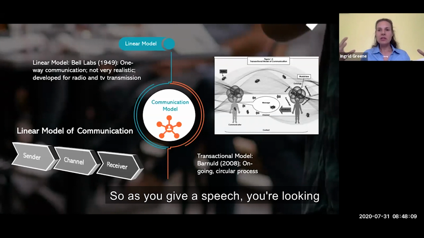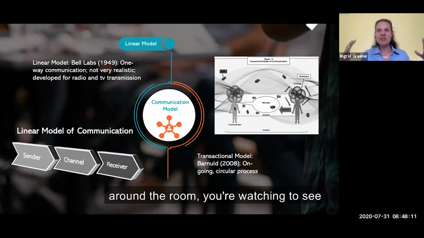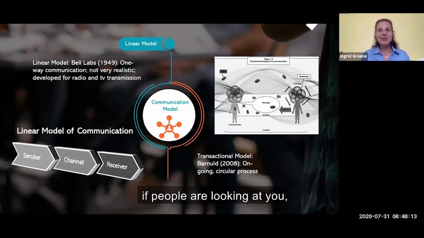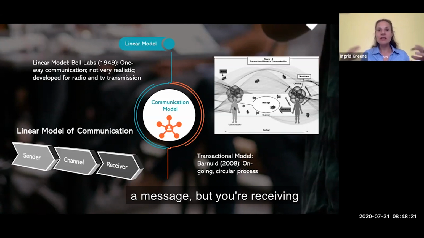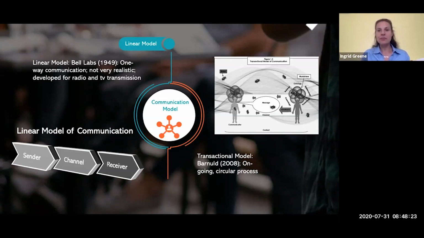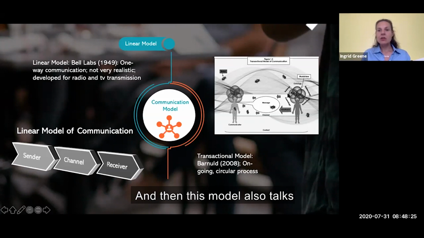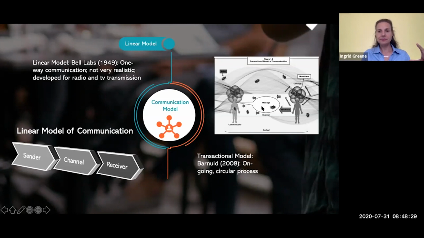So as you give a speech, you're looking around the room, you're watching to see if people are looking at you, if they're smiling, if they're interested, maybe they're on their phones, maybe they're taking notes. So you're not only sending out a message, but you're receiving messages as a communicator. And then this model also talks about the message, so what you're actually delivering.